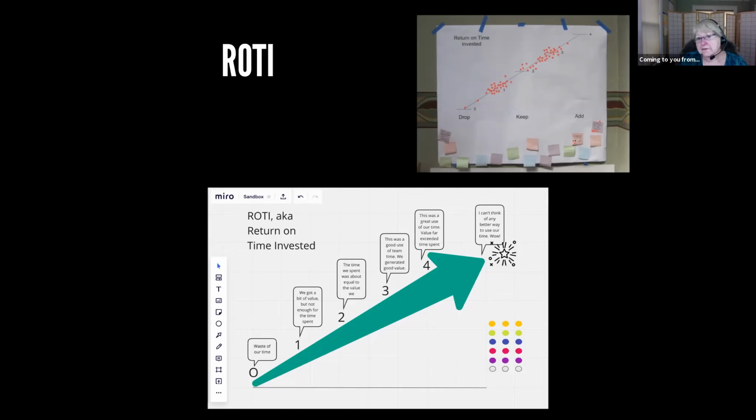So there you can see an analog one and then a virtual one. It's another Miro board, in the Miro sandbox. And then people can just pull these dots, whatever dot they like to use, pull those over and place them on there. And then you see overall how people reacted to the session.